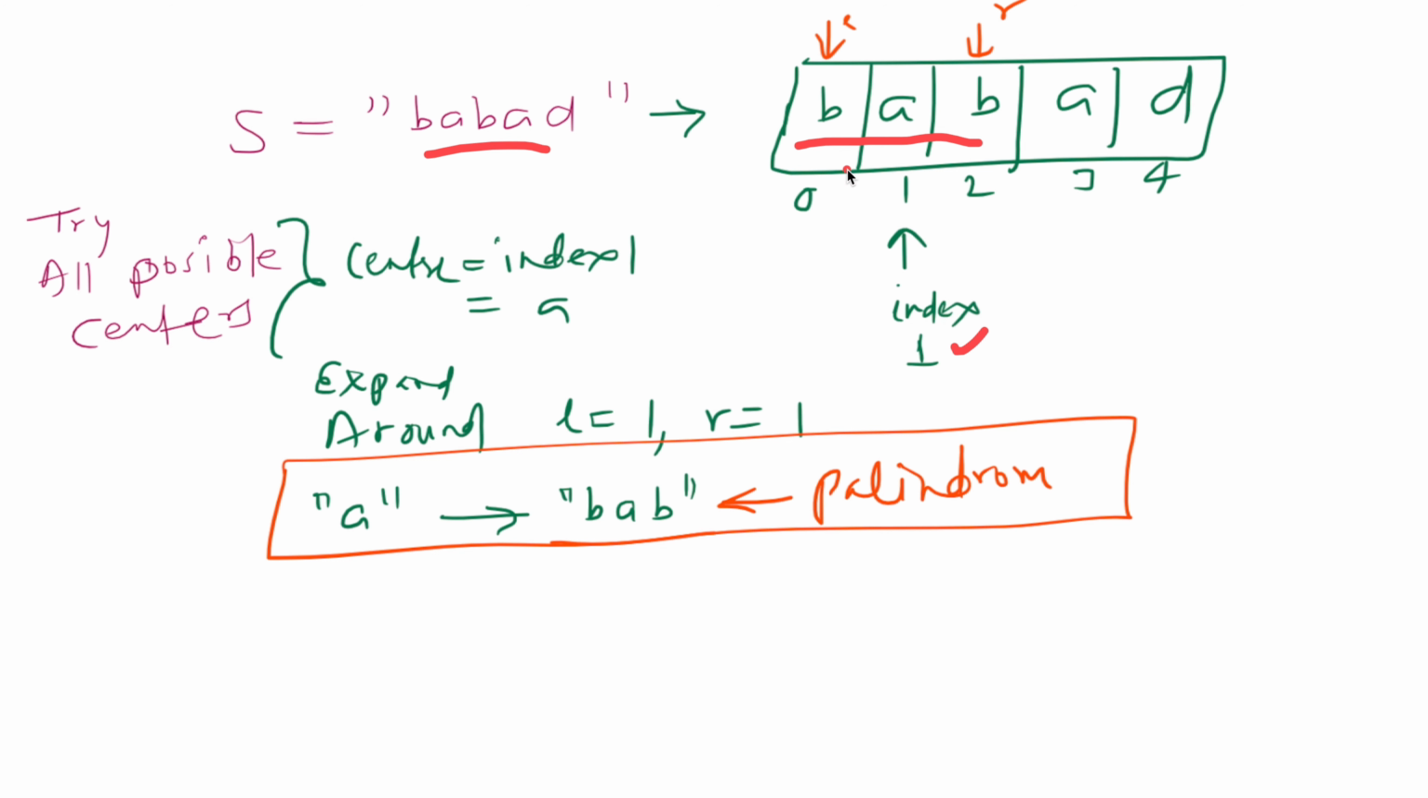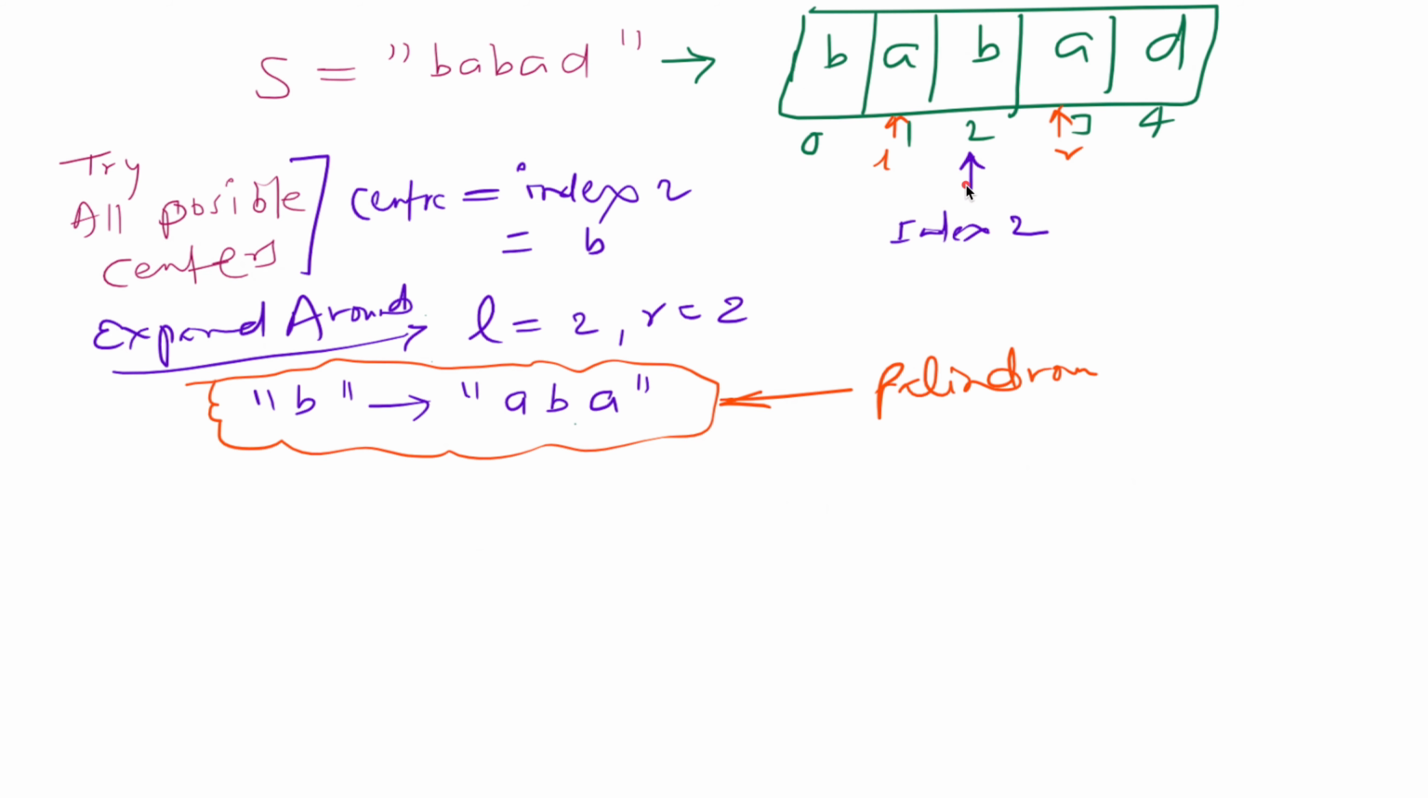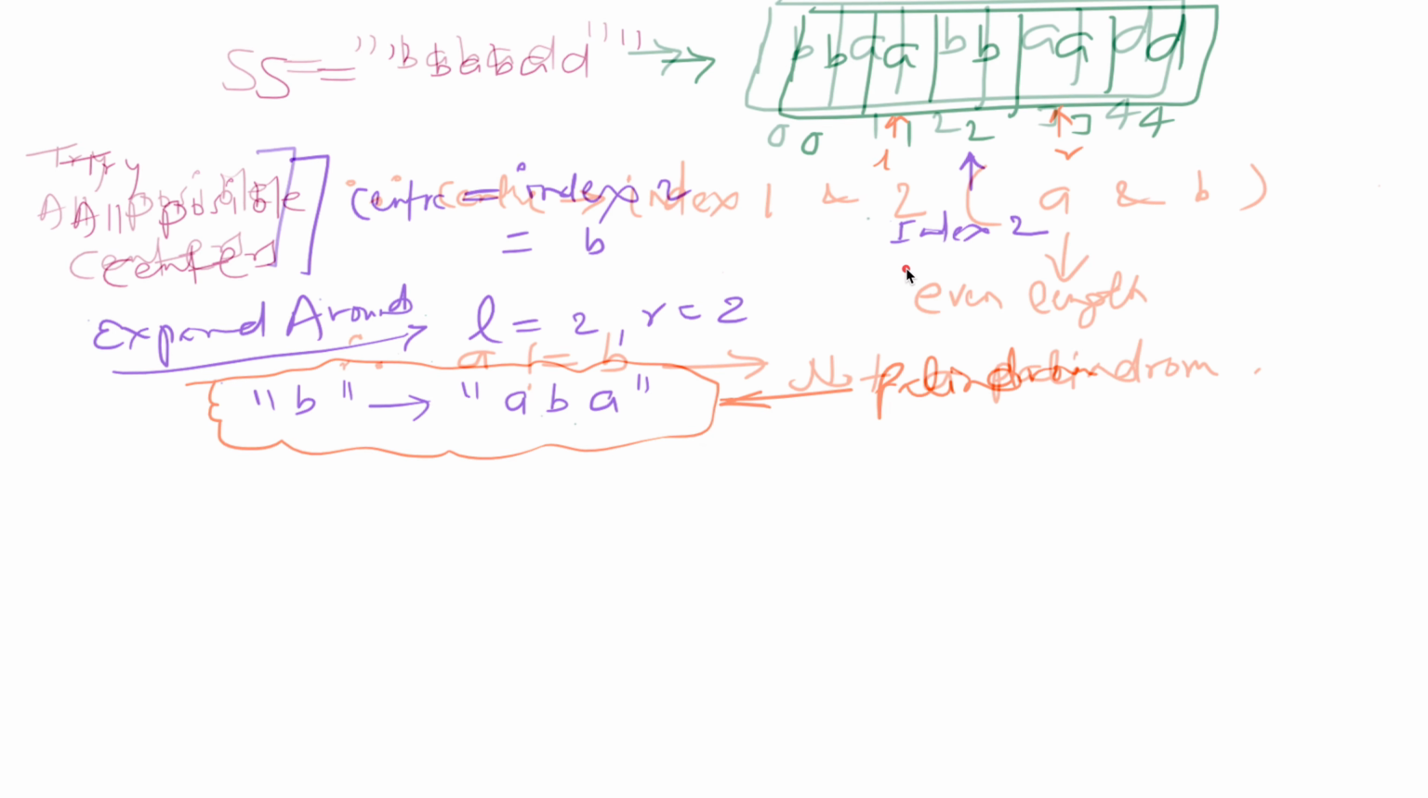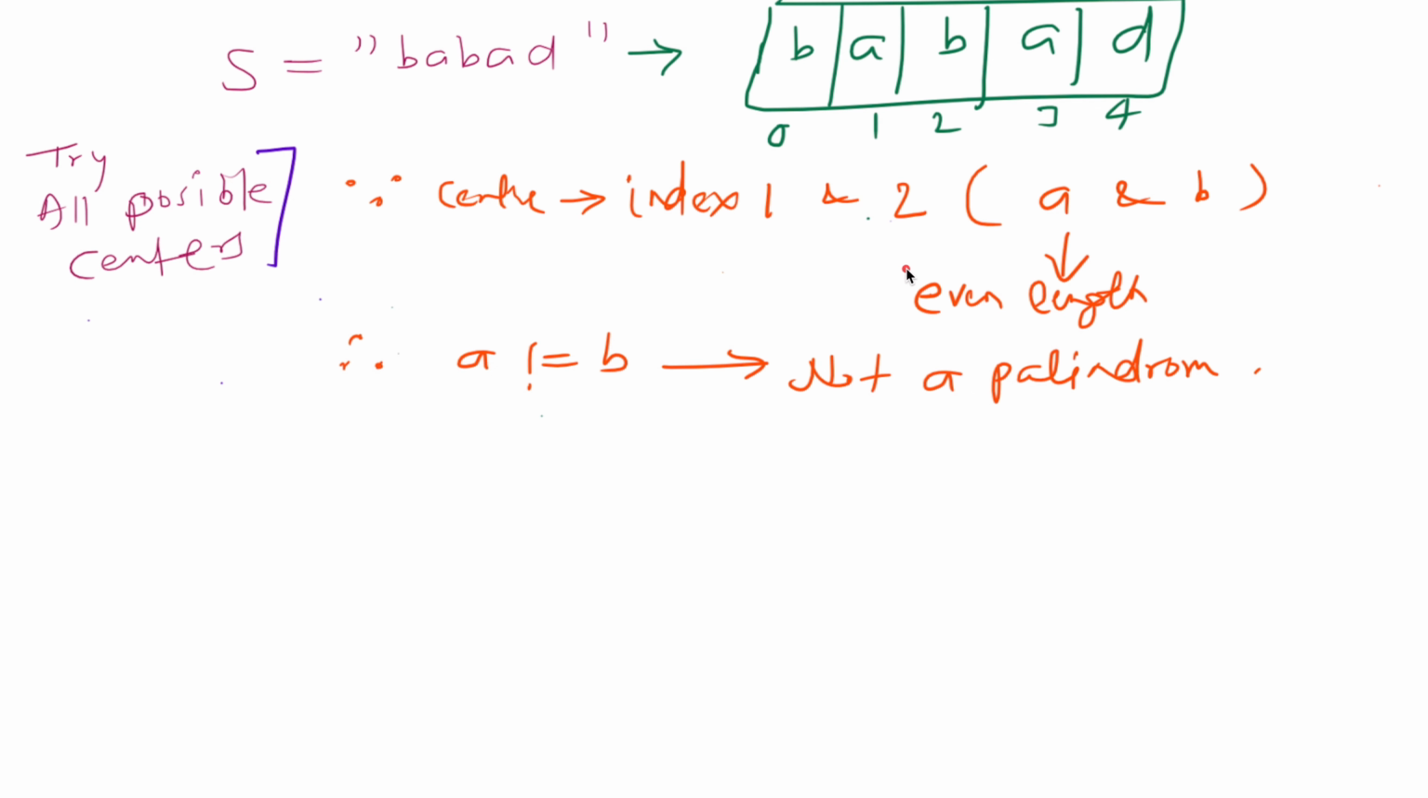And then we are expanding left and right. So if we take the center at A, we are getting the palindrome like this, right? Means we will try all the possible strings. Let's suppose the next time we will not take this as a center, we'll take this one as a center, index 2. So when we take index 2, we are taking B, and we'll get the palindrome like this, correct? Means there are two possible centers. We can try all the possible centers, right?